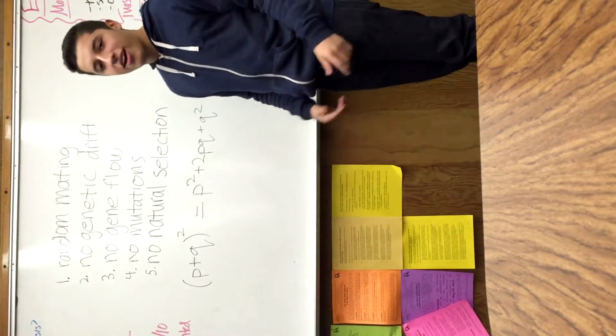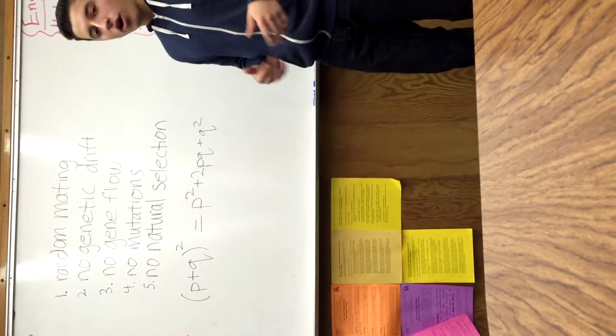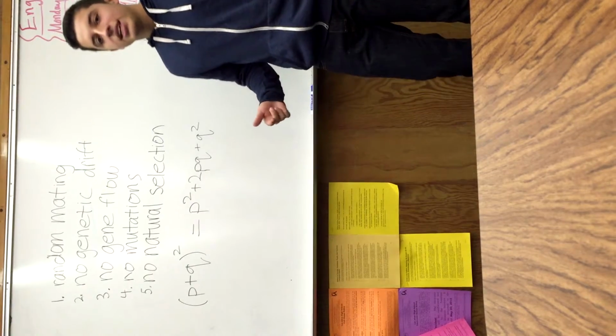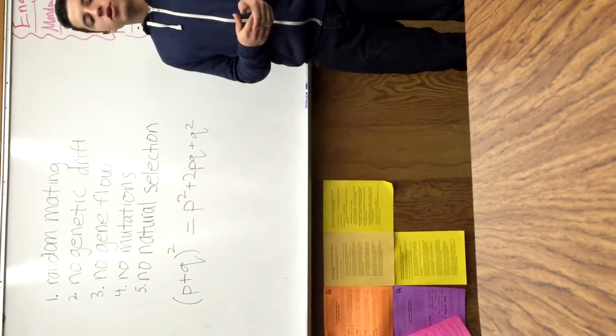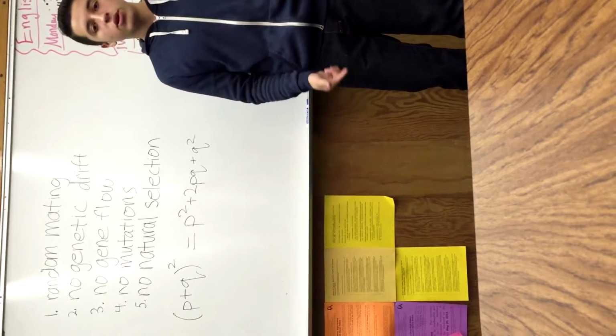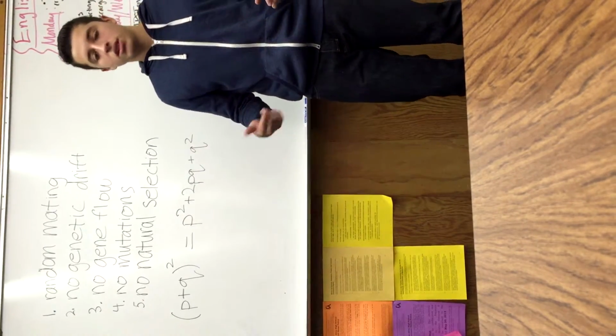Bam, Mr. G here. Alright guys, today we're going to be talking about Hardy-Weinberg equilibrium. Hardy-Weinberg equilibrium is a situation that states that allele frequencies do not change over generations in a population, and we can use these allele frequencies to predict genotype frequencies in the future.